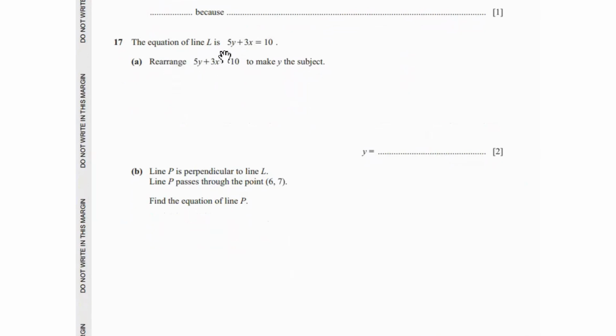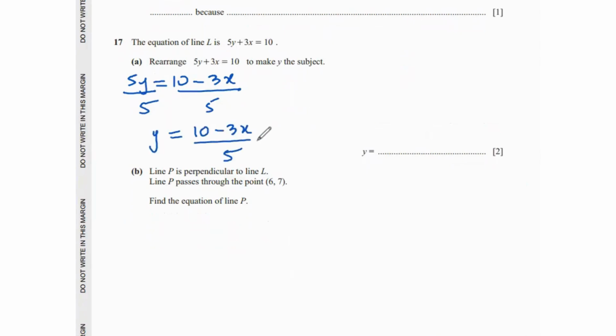Then the equation of line L is 5y plus 3x equals 10. Rearrange 5y plus 3x equals 10 to make y the subject. So first, I'm going to take 3x to the other side. So that gives us 10 minus 3x. Then we divide both sides by 5. So y equals 10 minus 3x over 5. Y is the subject of the equation now.